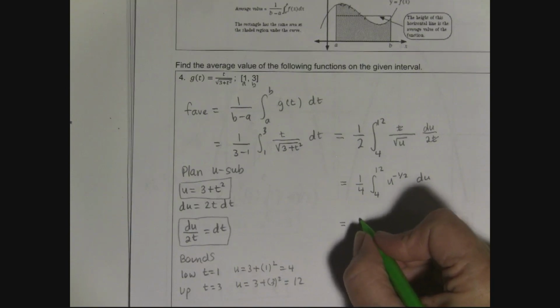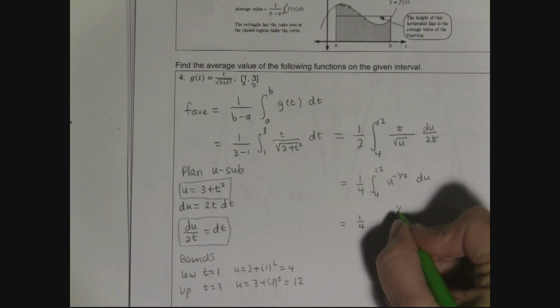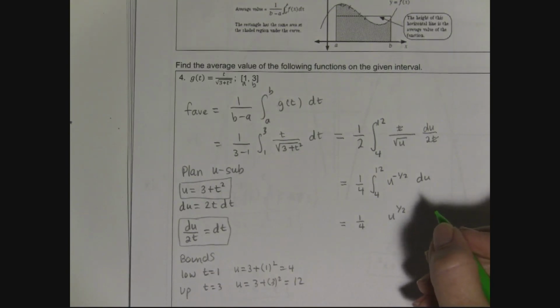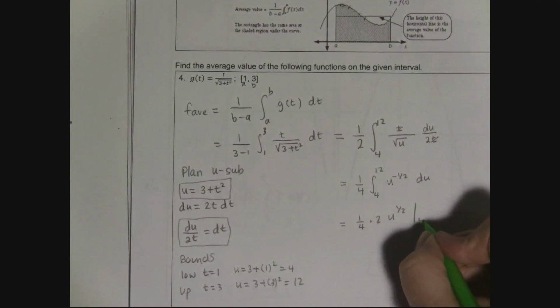What is it going to be? It's going to be 1/4, and then it's going to be add 1 to the exponent, which makes 1/2, and then divide by 1/2, which is the same as multiplying by 2, from 4 to 12.